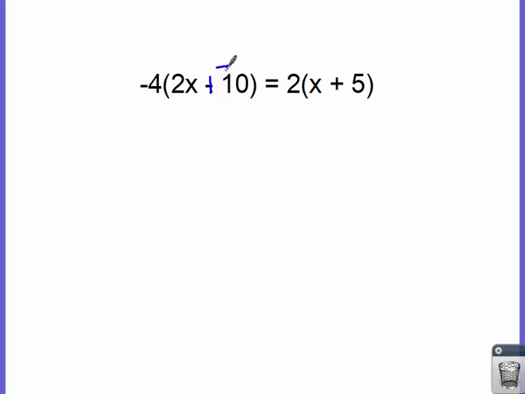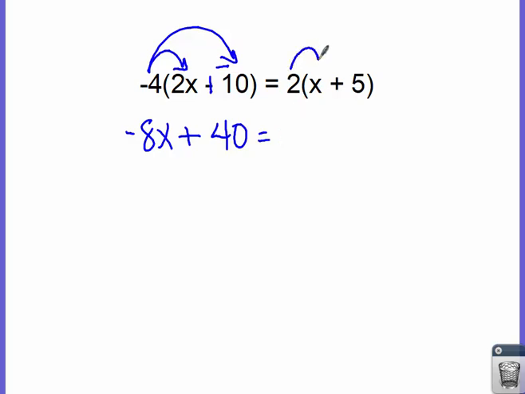Now in this one I need to distribute the negative 4 to each member of this set of parentheses. So I do negative 4 times 2x to get negative 8x, plus the negative 4 times negative 10 to get positive 40. Now I need to also do it on the other side. This one I've got a 2 and I need to distribute that 2 to the x.